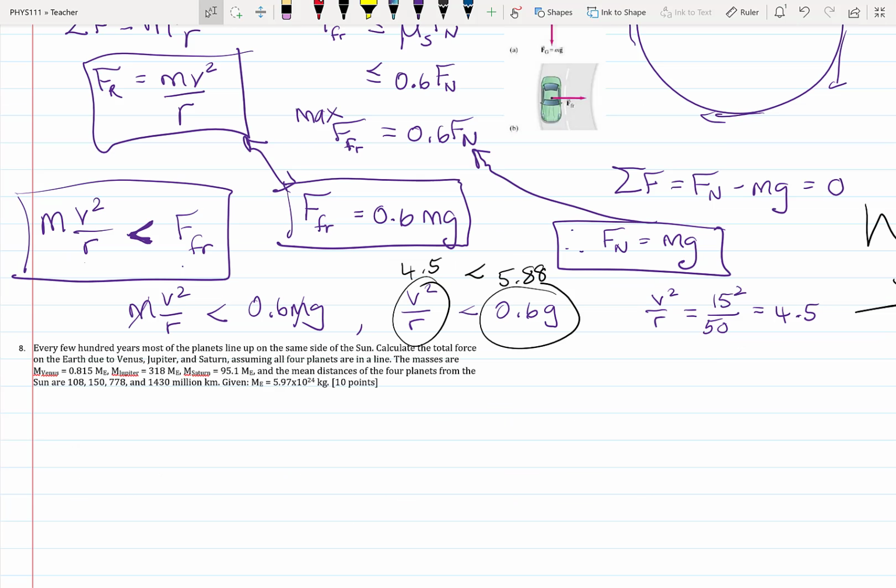The final question. Every few hundred years, most of the planets line up on the same side of the sun. So we've got the sun over here, we've got planets doing their thing. Calculate the total force on the Earth due to Venus, Jupiter, and Saturn, assuming all 4 planets are in a line. The mass of Venus is 0.815, mass of the Earth, mass of Jupiter is 318 times the mass of the Earth, mass of Saturn is 95.1 times the mass of the Earth, and the mean distances of the 4 planets from the sun.